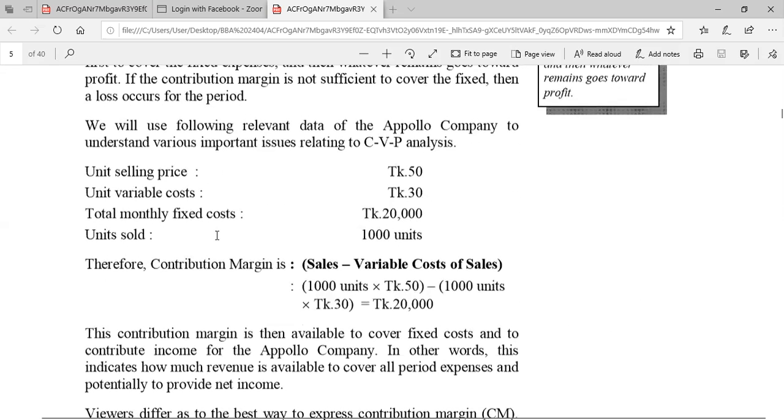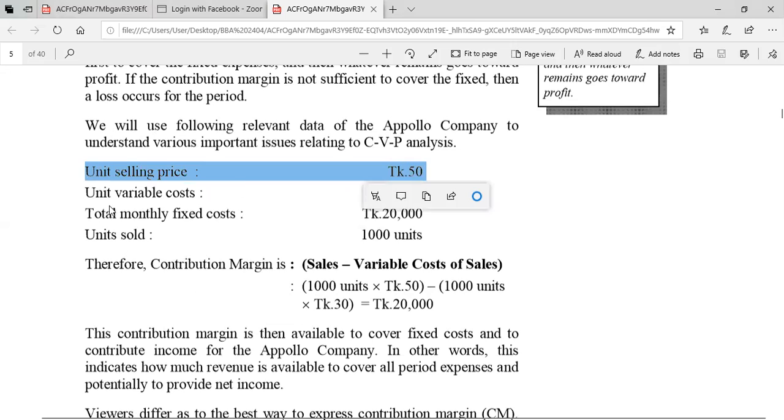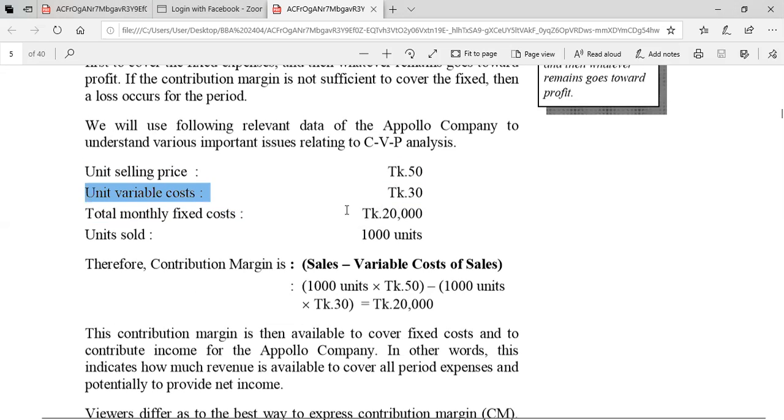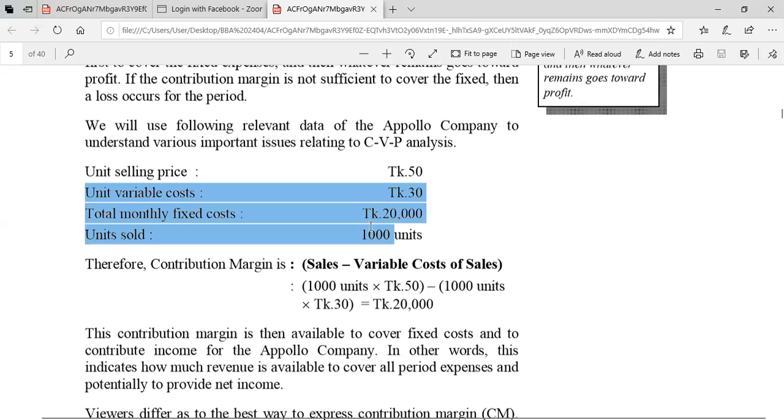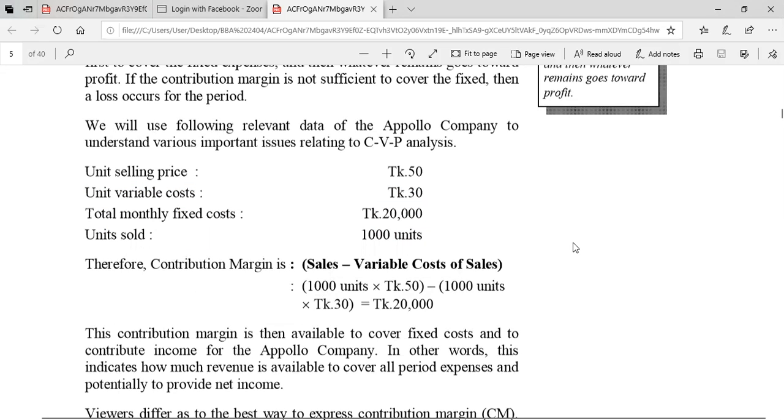Here is an example. Unit selling price is taka 50, unit variable cost is taka 30, total monthly fixed cost is taka 50, and units sold are 1000 units. Therefore contribution margin is sales minus variable cost of sales. Here 1000 units are sold at taka 50 in price, so total sales revenue is 50,000, and 1000 units times variable cost of taka 30 equals 30,000. So contribution margin is taka 20,000.